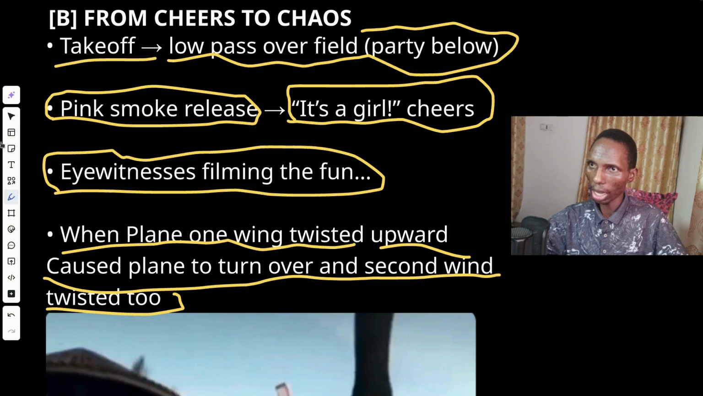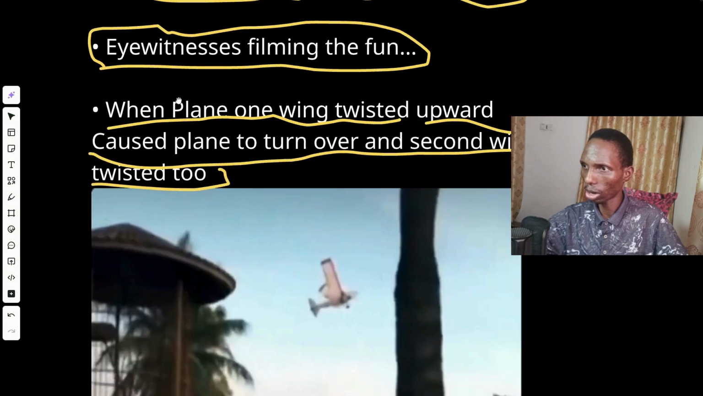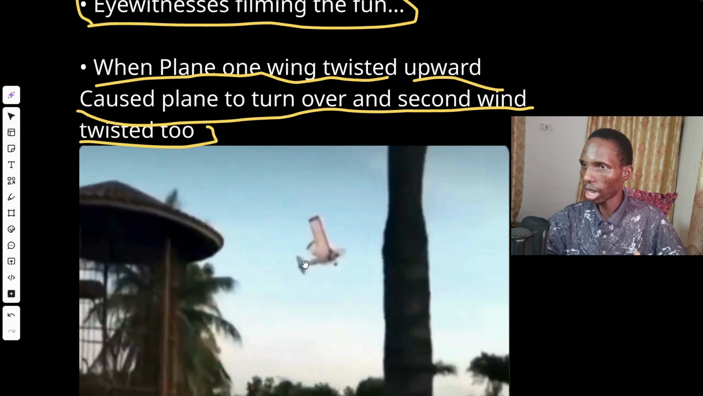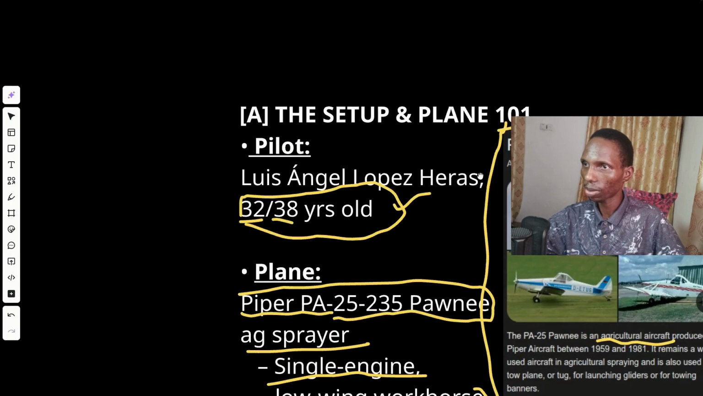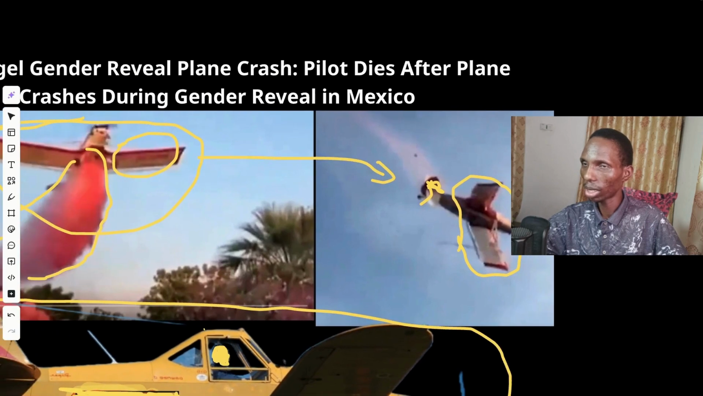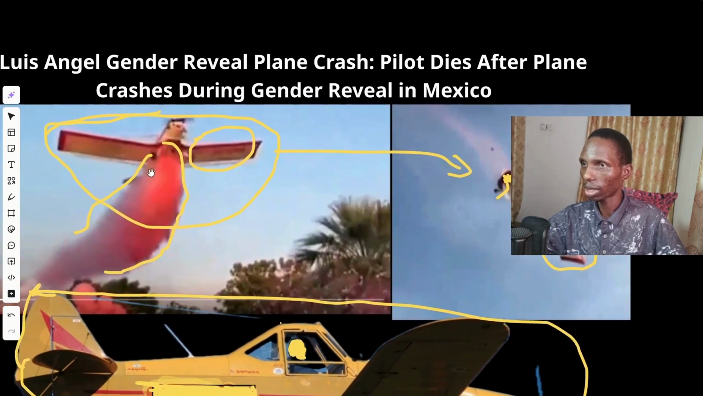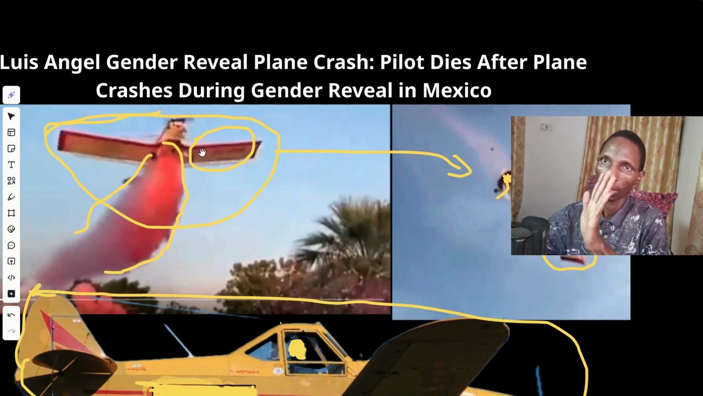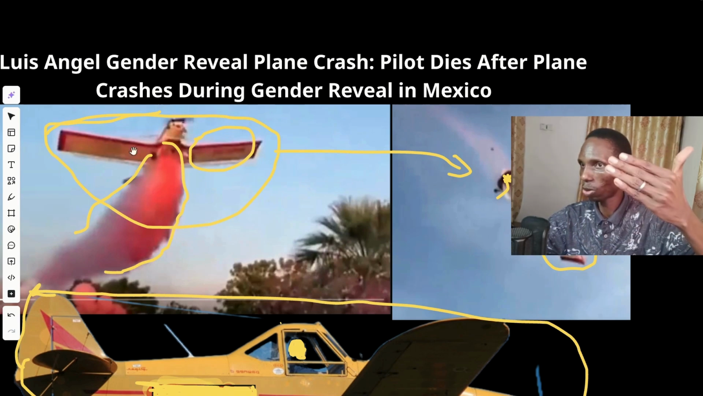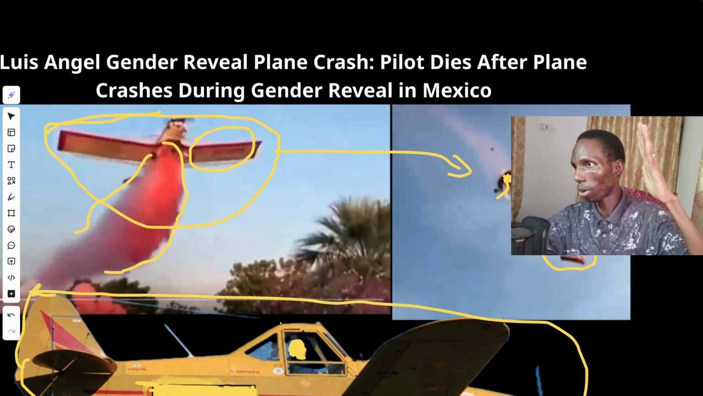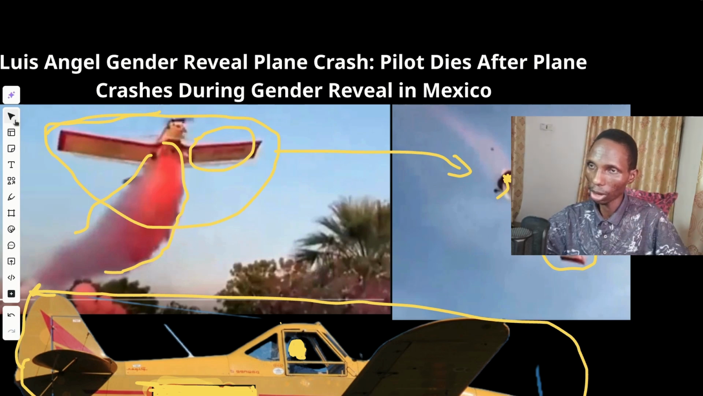So I showed you earlier, and I will show you another one here. You can see that here it now shows the whole wing is folded, but if you look here, you can see this was the point that it dropped the pink smoke, and immediately this left wing, I think, folded, twisted upward, and from there it experienced turbulence, which also caused this to twist up, as you can see from this footage as well.